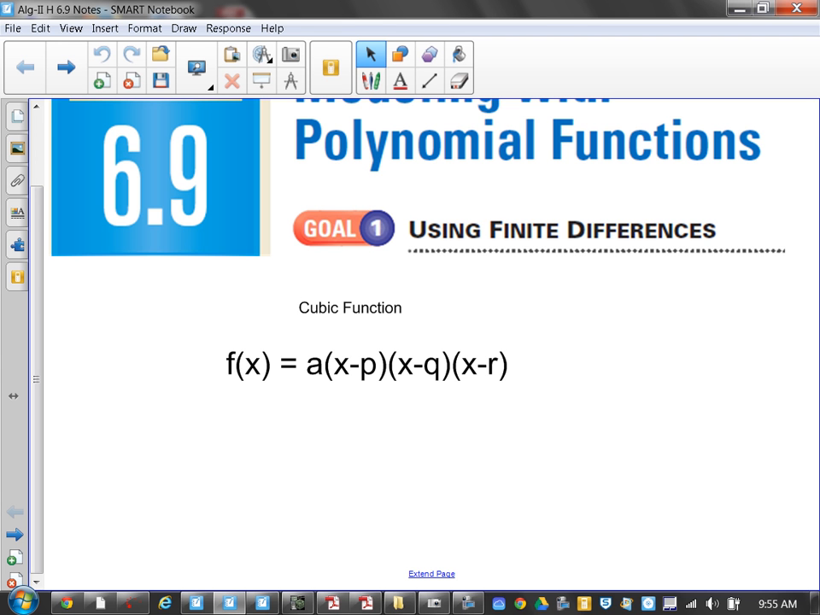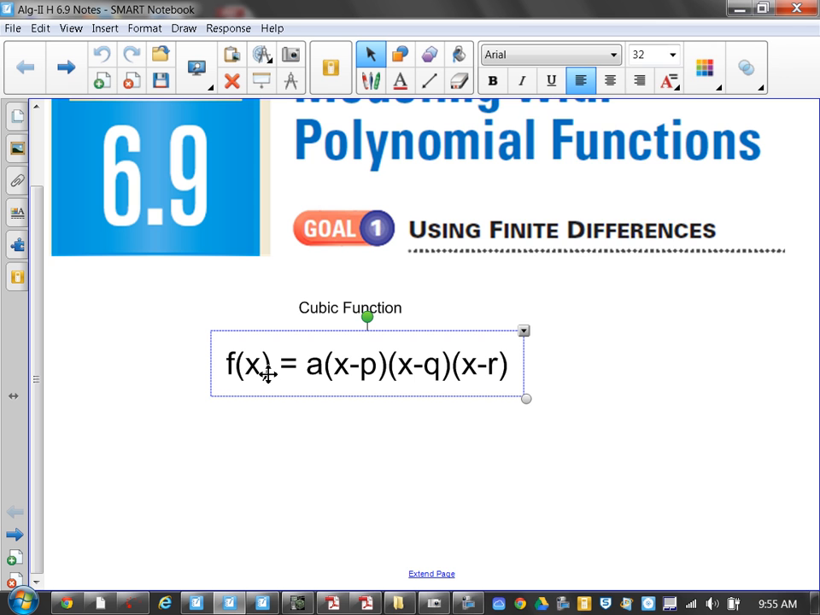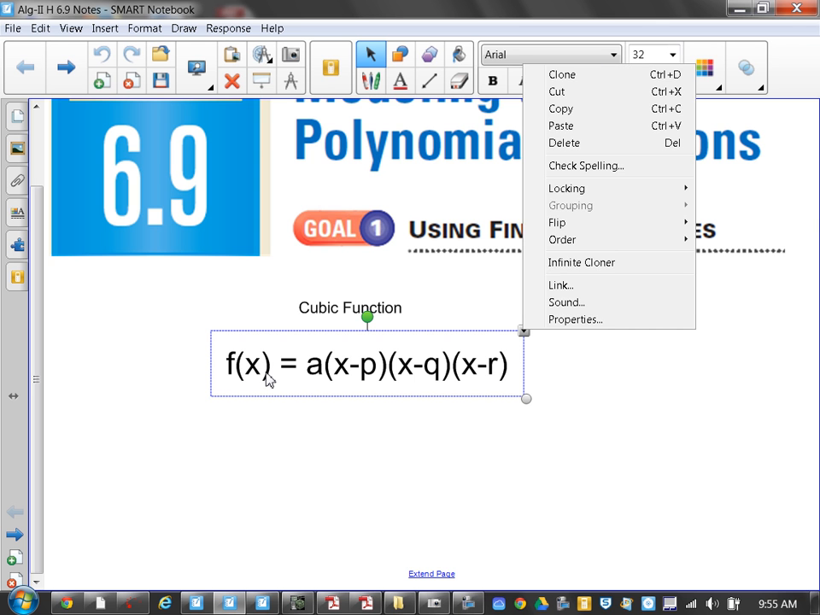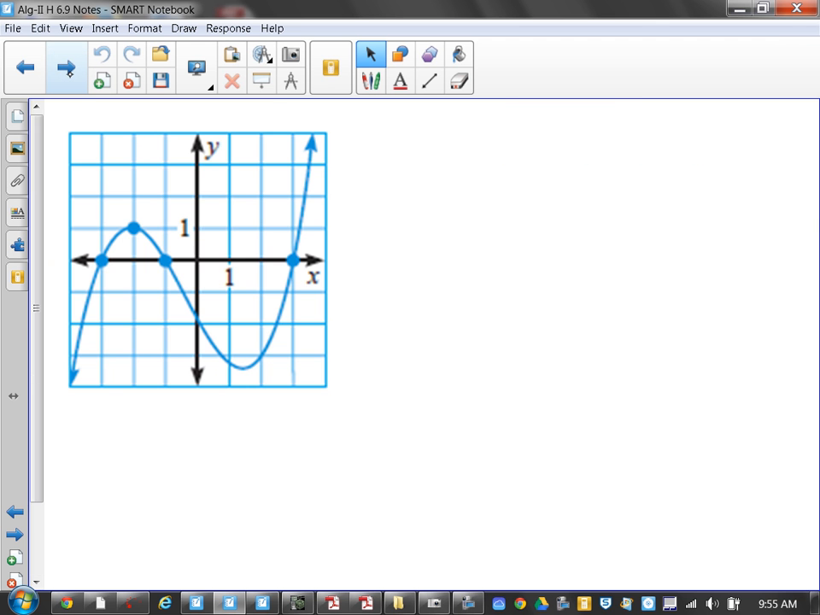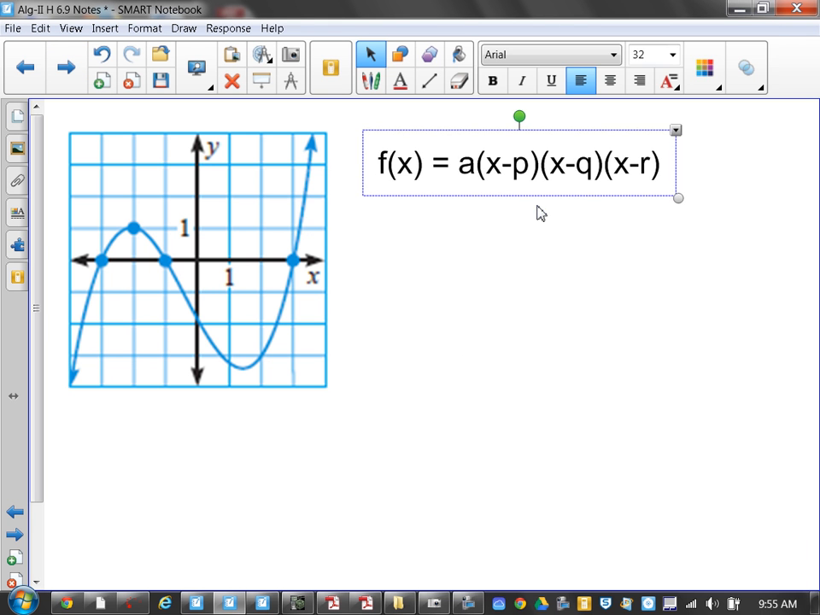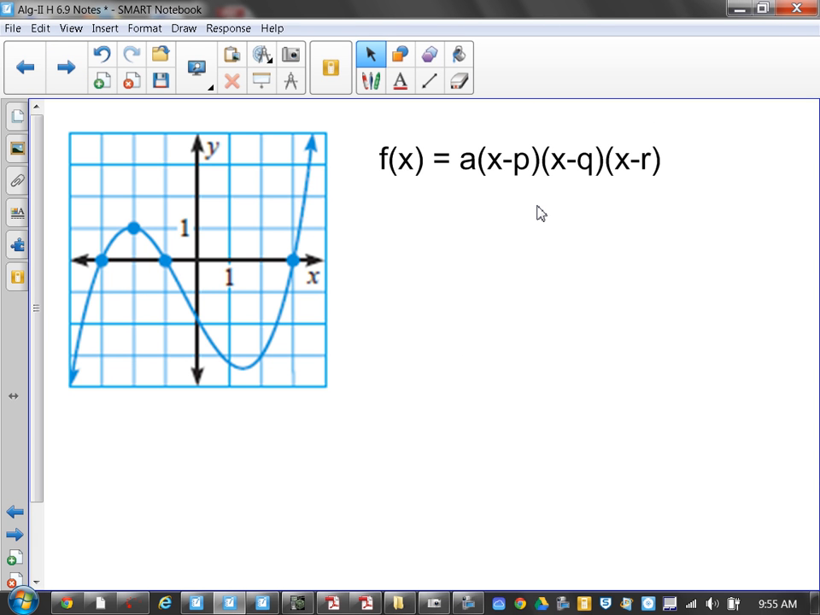So you'll have 3 intercepts and a point. What do you think you're going to have to do? Are we going to have to fill things in? You're probably going to have to do some substitution. So you'll be given something like this, or sets of ordered pairs.